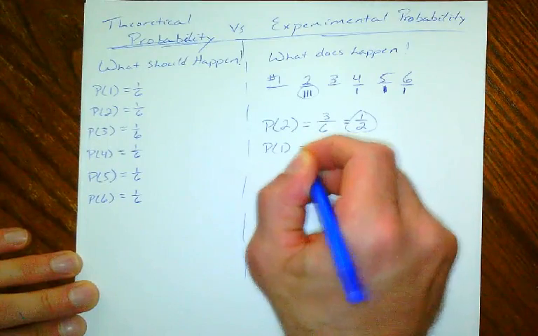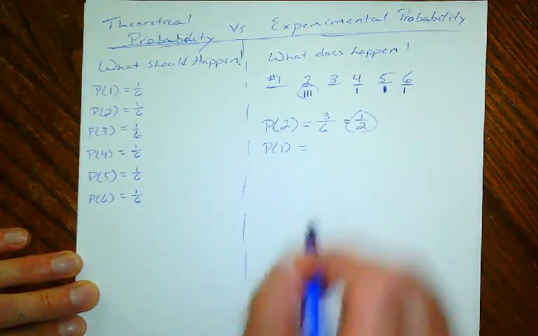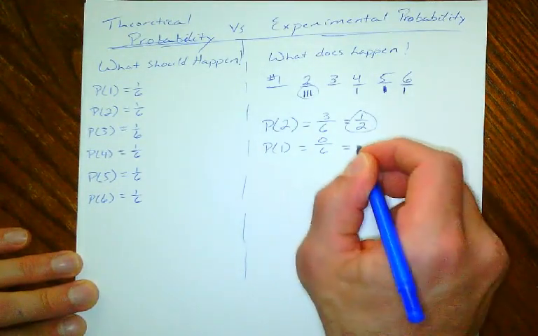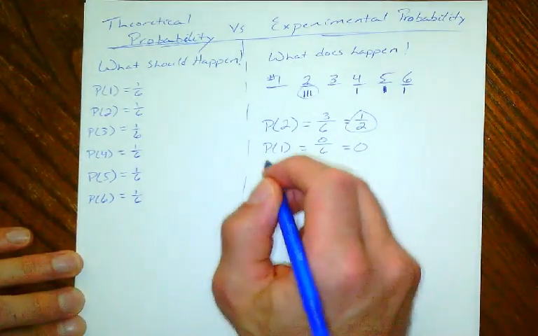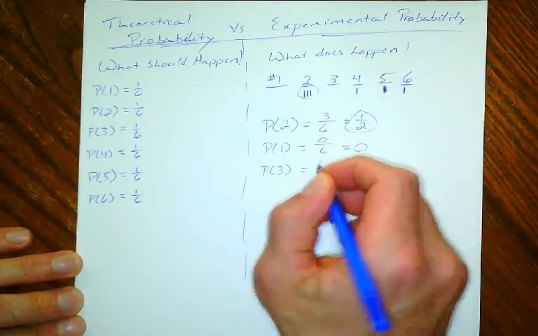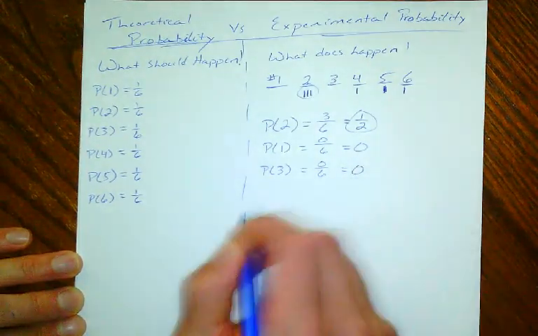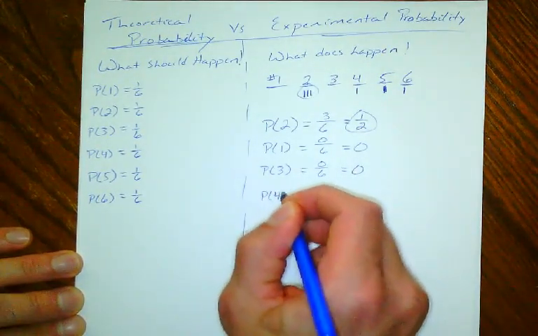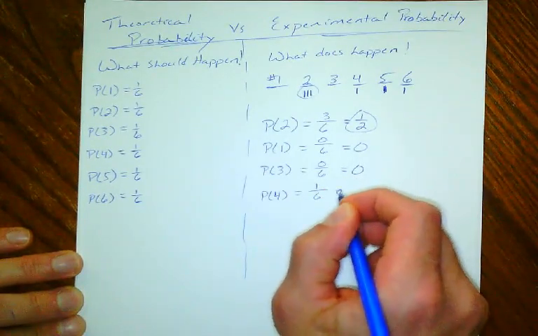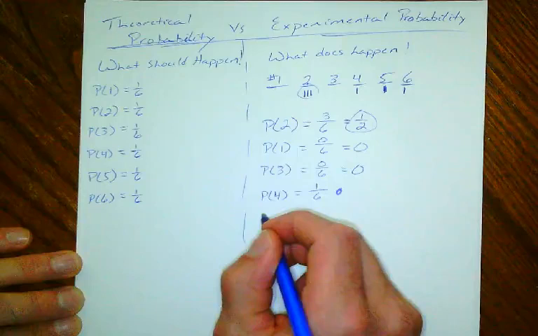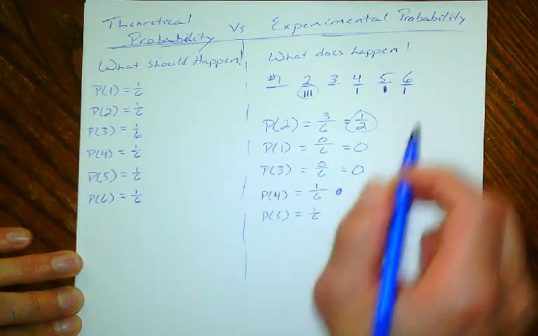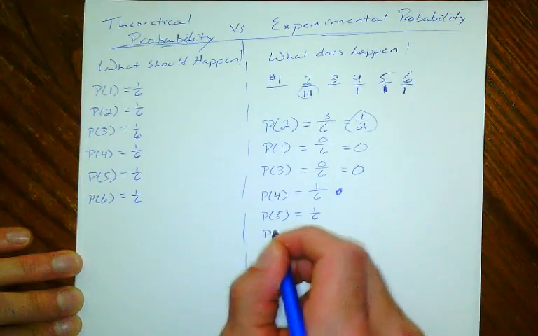My probability of getting a 1. I should have started with 1. My favorable number of trials didn't happen at all, so that's a 0 over 6 possible trials. My probability of getting a 1 is 0. Probability of getting a 3 didn't happen at all, so that's 0 as well. My probability of a 4, hey, there's one that matched up. That happened once out of 6 total trials, so that's 1/6. I don't need to simplify that. Probability of a 5 is also 1/6, and the probability of a 6 is also 1/6.